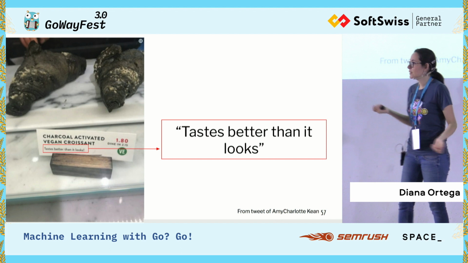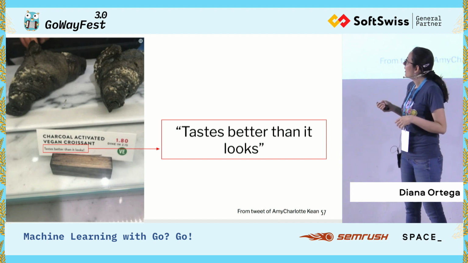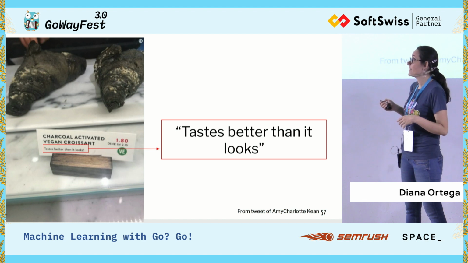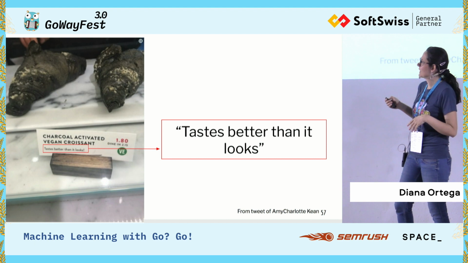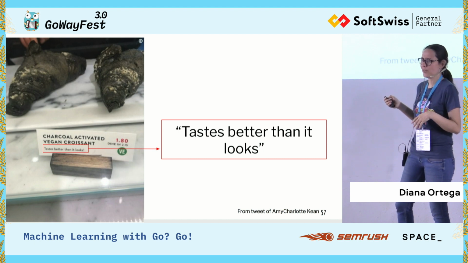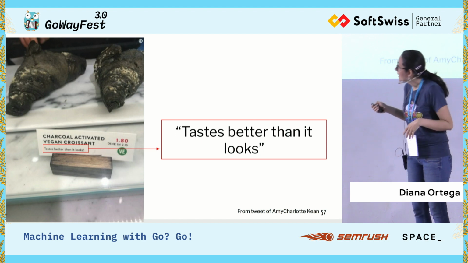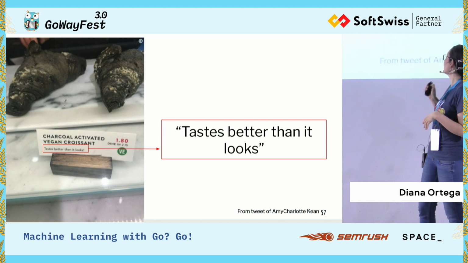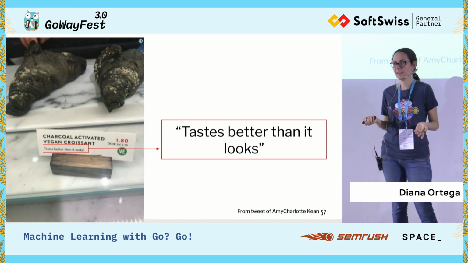I saw this tweet some time ago. It was from a boulangerie in London. And those are croissants, charcoal-activated vegan croissants. It doesn't look very good, but here it says it tastes better than it looks. I think it's the same with data science with Go.